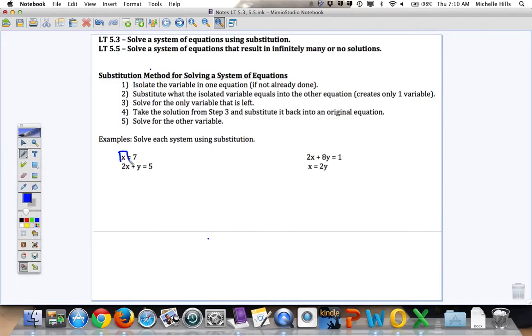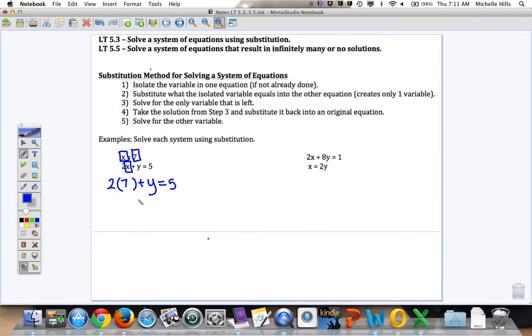X has the same value as 7. So where I see x in the second equation, I can take it out and substitute 7 in its place. Now for some students, doing the boxes helps, because one thing I'm going to notice on this second equation, everything outside of that box where the x is going to come down. So the 2, the plus y, the equals 5 comes down. The x, however, and do this inside parentheses, is replaced with 7.